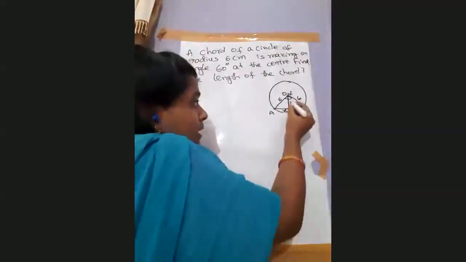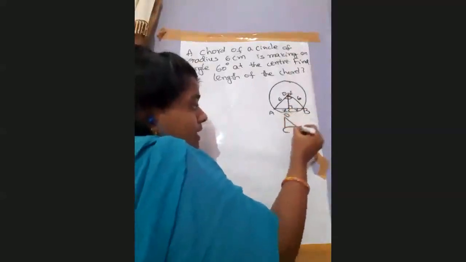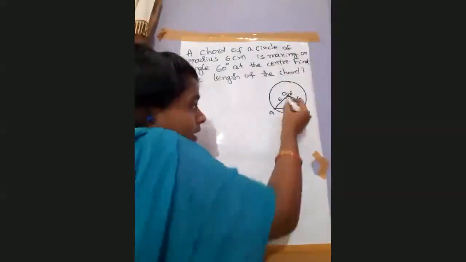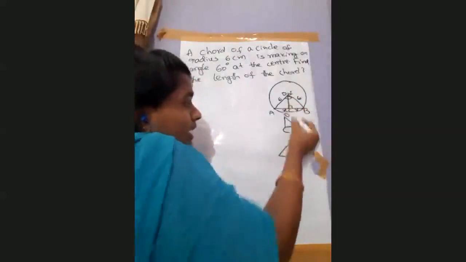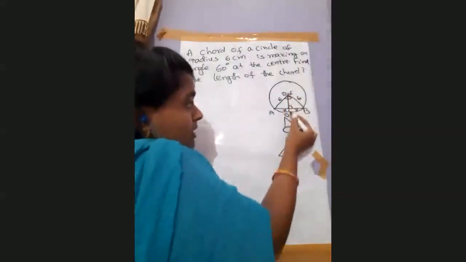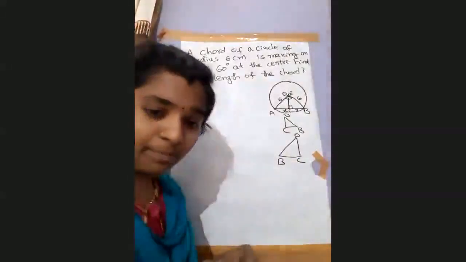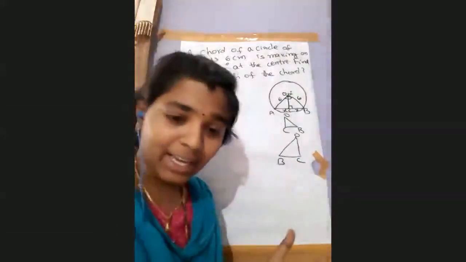So that means here we have one right angle triangle OCB, and here we have another right angle triangle also. So the other triangle we also have, right? So now we have the right angle triangles, right?